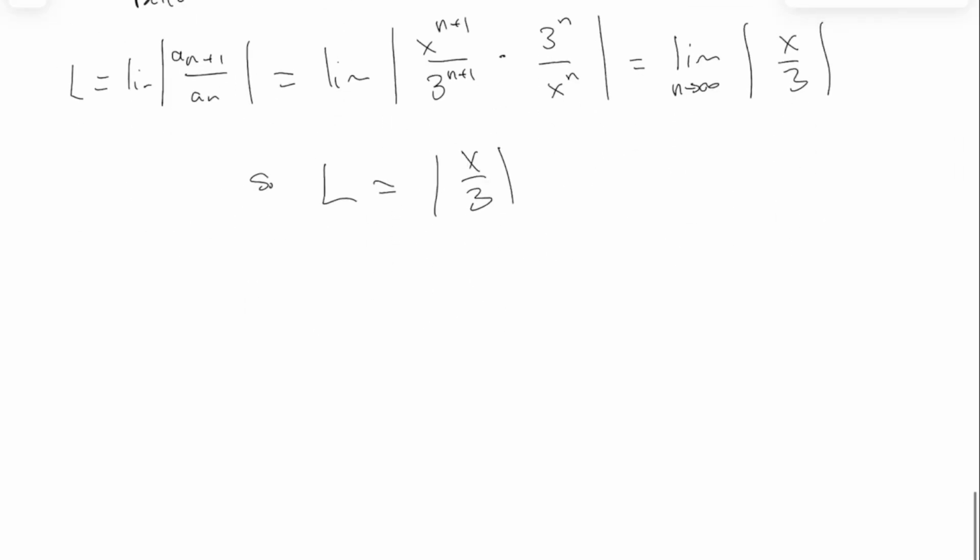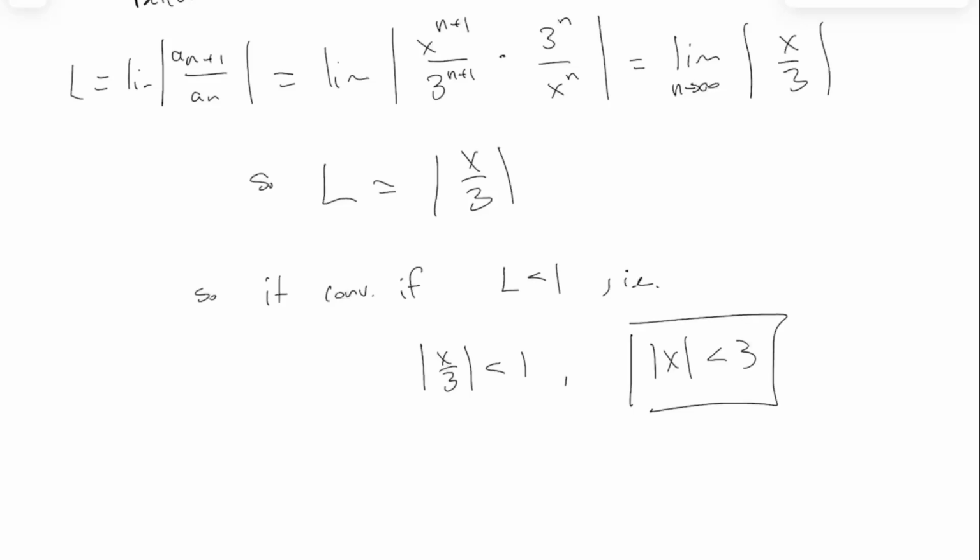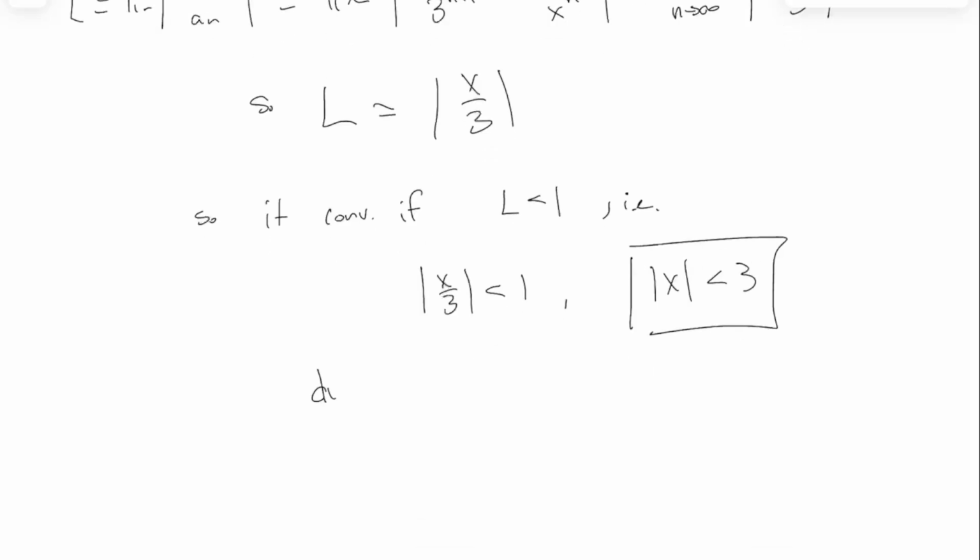And then you say it converges if L is less than 1, i.e., the absolute value of x over 3 is less than 1, which I find it better to multiply both sides by 3, and it says the absolute value of x is less than 3. So this is where it converges. And it diverges if the absolute value of x is greater than 3.